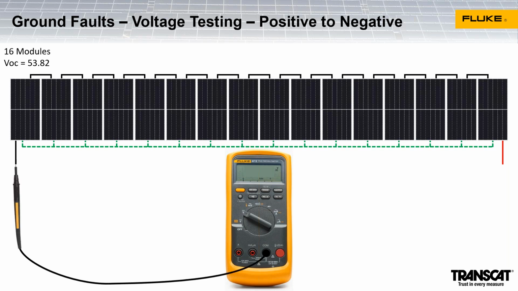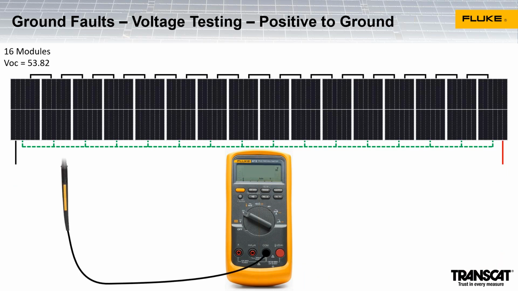I'm gonna put my black probe, the negative probe, on the negative end of the string, put my red probe on the positive end of the string and measure between the two, and I get open circuit voltage of 861.12 volts, which happens to be 53.82 times 16. So I got the appropriate open circuit voltage there, which you would commonly see on a string.